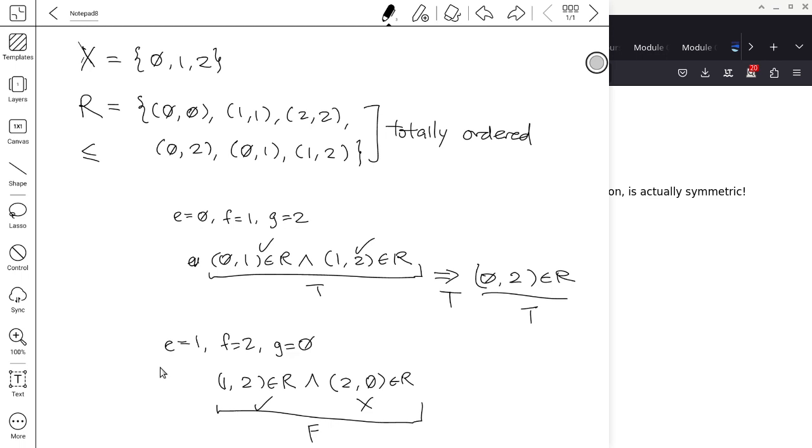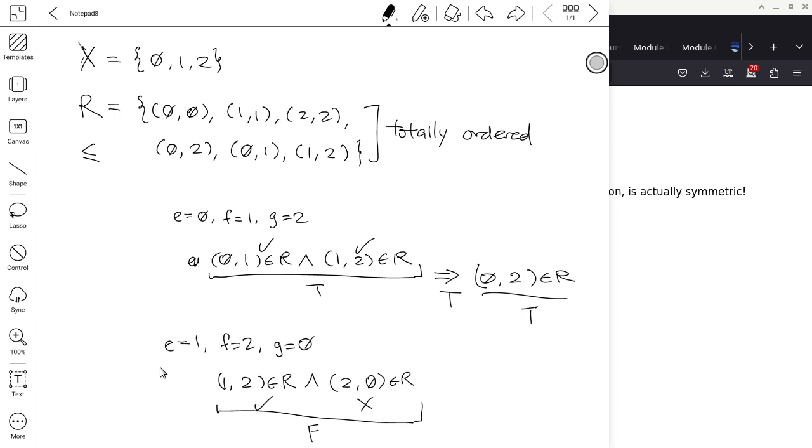Zero is less than or equal to zero. One is less than or equal to one. Two is less than or equal to two. Zero is less than or equal to two. Zero is less than or equal to one. And 1 is less than or equal to 2. Okay, so from that perspective, it kind of makes sense.